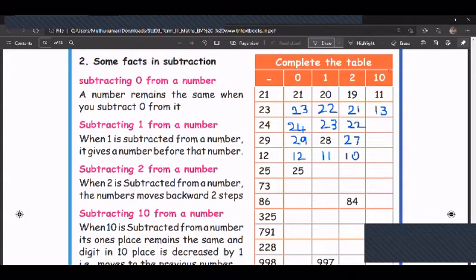24 minus 10. What do we get? The ones place remains the same. Ones place is 4, isn't it? So it remains the same. The tens place 2 is decreased by 1. 2 minus 1 is 1. 14. 29 minus 10, 19. 12 minus 10, 2. Okay, children.